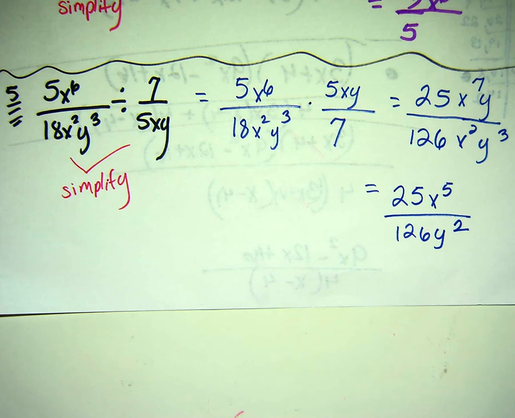Now we're going to try to simplify where there is no common factor outside of 1 between 25 and 126, so that stays the same. But look at your x's and your y's. If we were to subtract this, 7 minus 2 gives you 5. Notice how the 7 is the bigger one, so it stays on top, so the x to the 5th is on top. Look at your y's now.